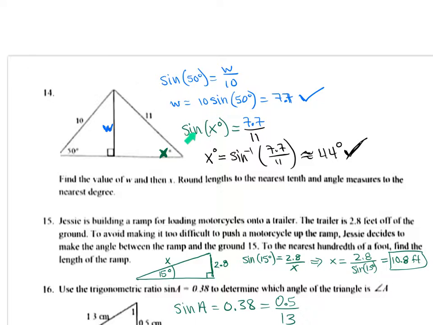So we can say the sine of X degrees equals opposite over hypotenuse, or 7.7 over 11. Multiply by 11, we're looking for the angle X. So we can do the inverse sine. When you're looking for the angle, you just do the inverse function, whether it's inverse sine, inverse cosine, or inverse tangent. So the angle X is inverse sine of 7.7 over 11, which is approximately 44 degrees.